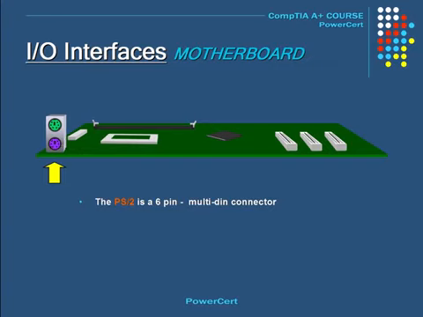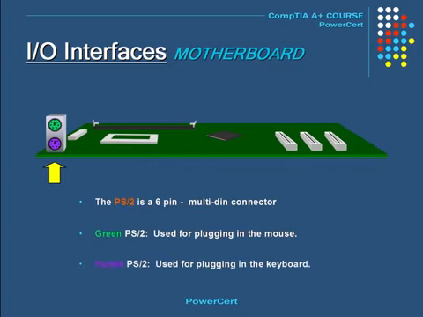A motherboard will typically have 2 of these, and are usually located towards the top of the motherboard. One connector is for plugging in the mouse. This is the green PS2 slot. And the other is for plugging in the keyboard, which is the purple slot. But PS2 connectors are an older technology and is slowly being phased out in favor of the USB port.